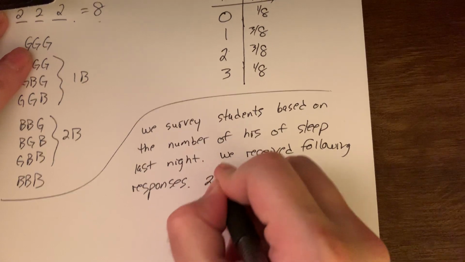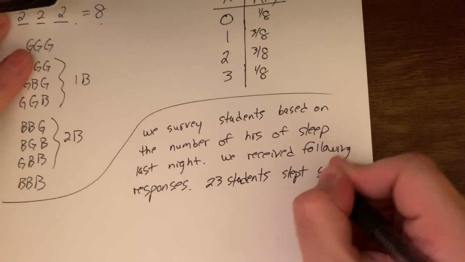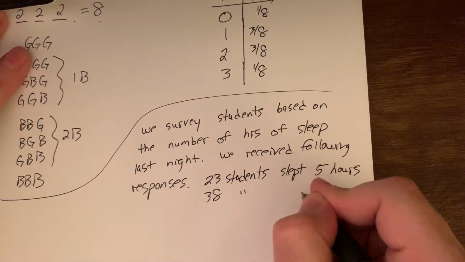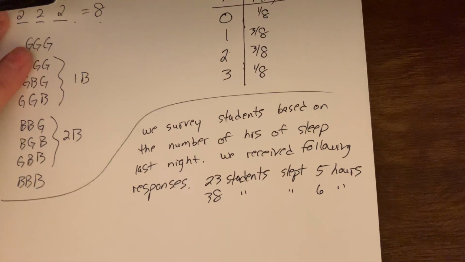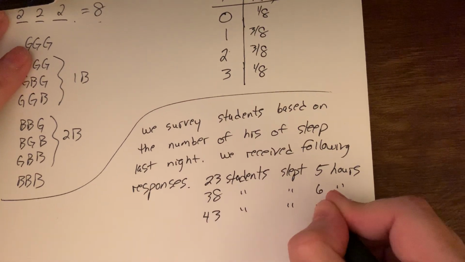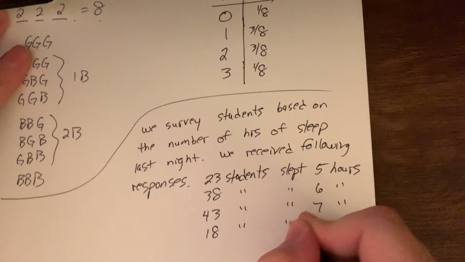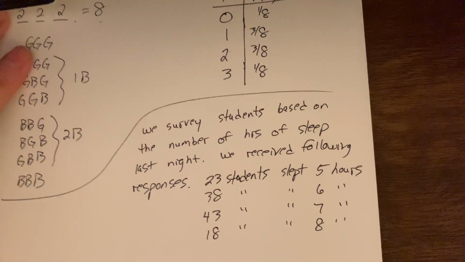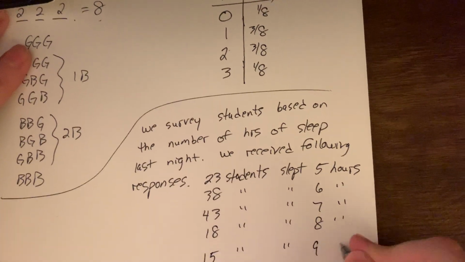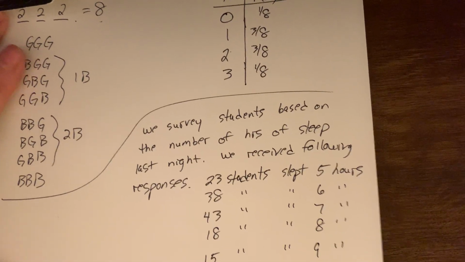We had 23 students slept 5 hours last night. And then we had 38 students slept 6 hours last night. 43 students slept 7 hours last night. 18 students slept 8 hours last night. And then finally, 15 students slept 9 hours last night. That is every single response we received.